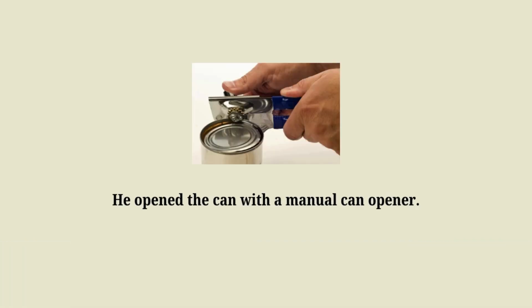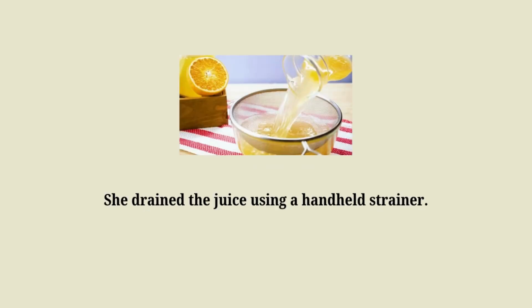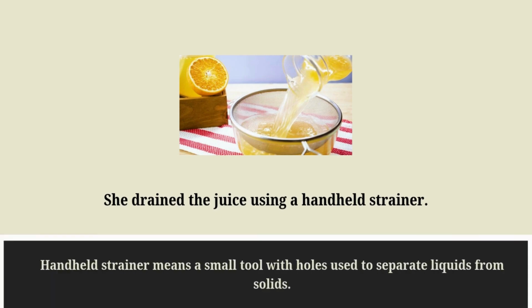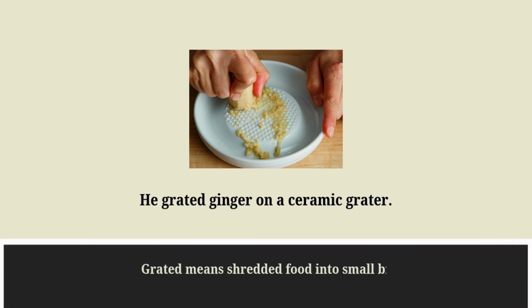He opened the can with a manual can opener. I used a garlic press to crush the cloves. She drained the juice using a handheld strainer. Handheld strainer means a small tool with holes used to separate liquids from solids. He grated ginger on a ceramic grater. Grated means shredded food into small bits.